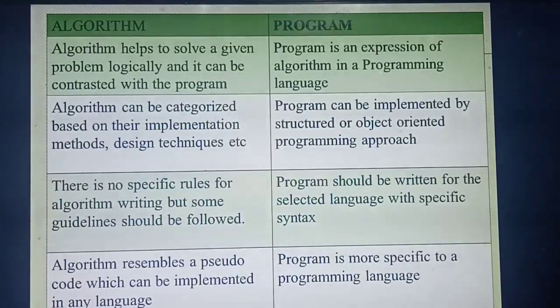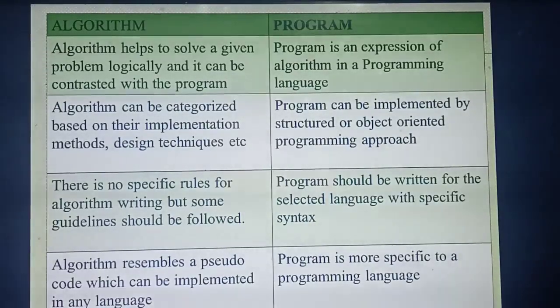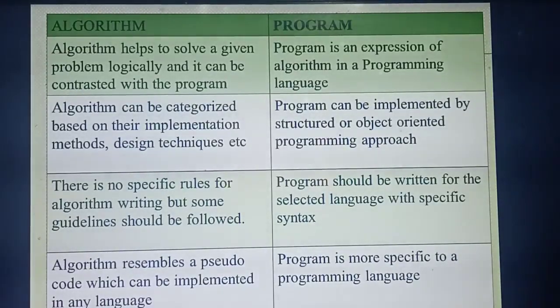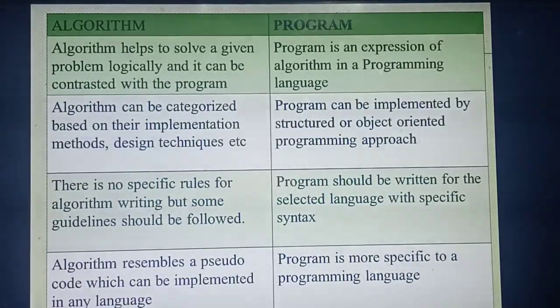Next, third point. While you are writing an algorithm there is no specific rule. For example, while writing instructions or a procedure, is there any specific rule about leaving some space like this? No, isn't it? So there are no specific rules for writing an algorithm, but you need to follow some guideline. You should write point by point, and each point will have some letter.